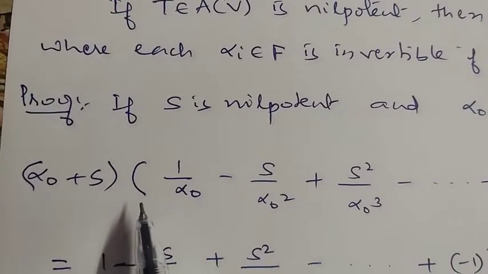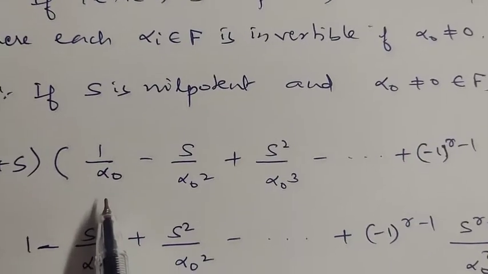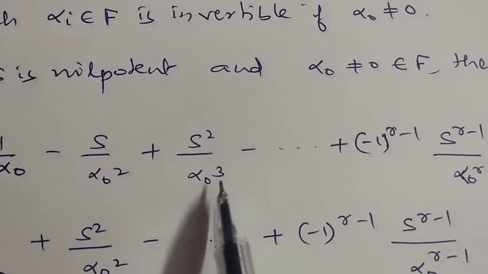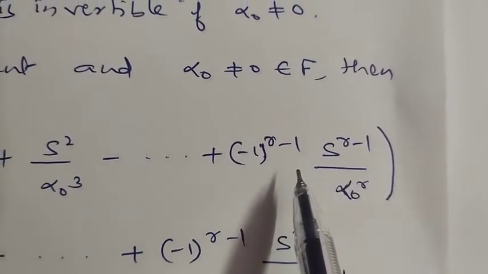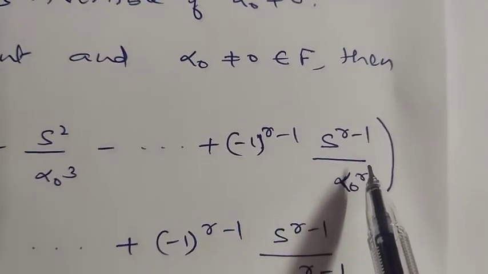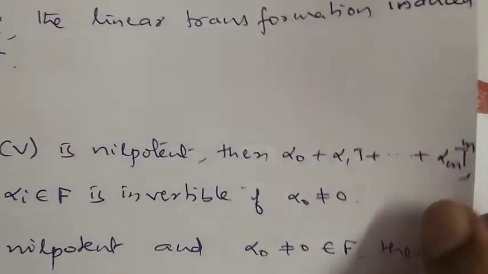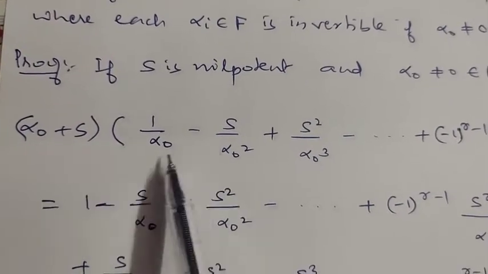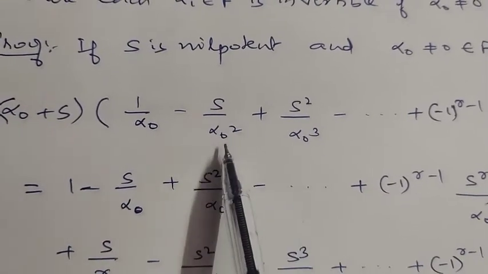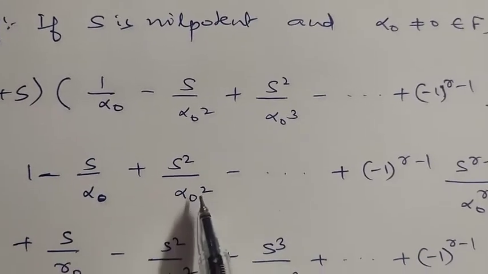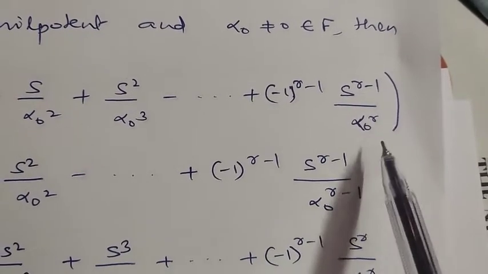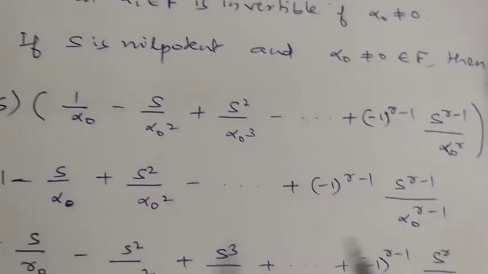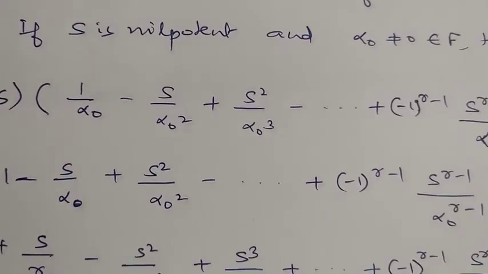Then you consider alpha naught plus S as one polynomial, multiplied by the other polynomial: 1 by alpha naught minus S by alpha naught square plus S square by alpha naught cube, and so on, up to minus 1 raised to r minus 1 into S to the r minus 1 by alpha naught raised to r. Okay, so you multiply this. If you multiply this, what do you get? Alpha naught into alpha naught's reciprocal is 1, minus S by alpha naught cancels, so S by alpha naught plus S square by alpha naught square and so on, and the last terms cancel. Multiply throughout by S by alpha naught minus S square by alpha naught square and so on.